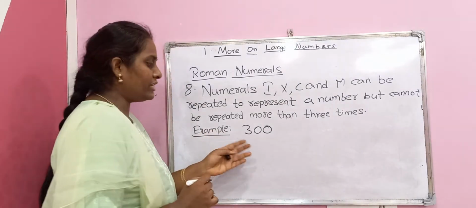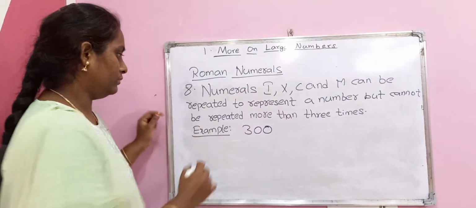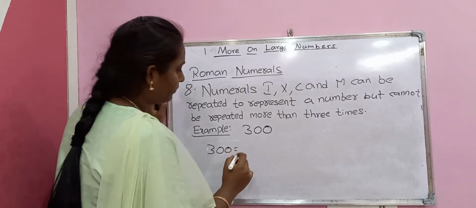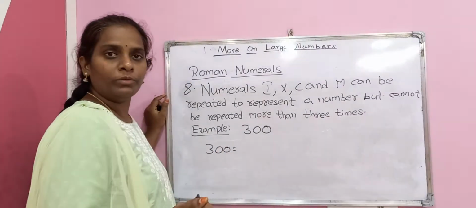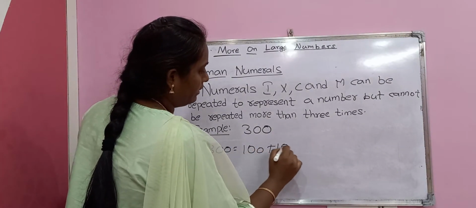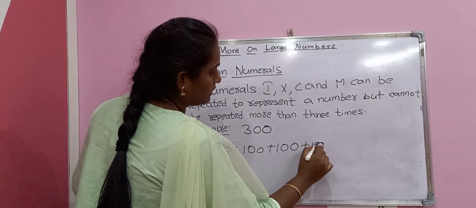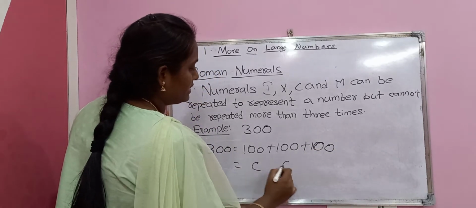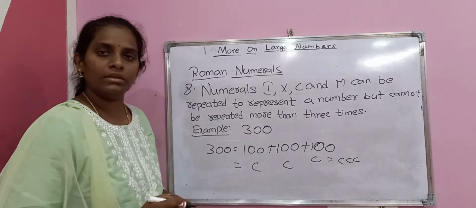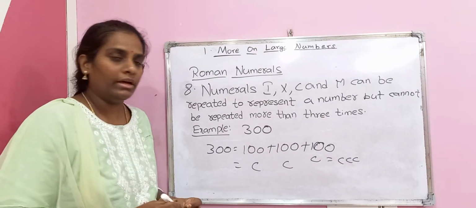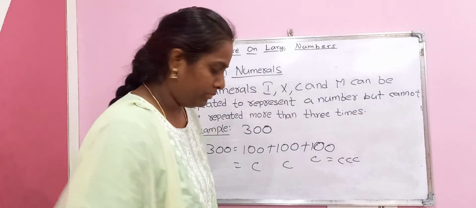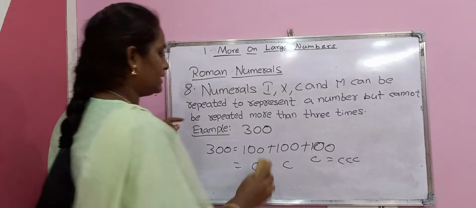300. We will change this into the Roman numeral. How to write 300? In the Roman numeral, the same is 100. So 100 plus 100 plus 100 means CCC. Yes, CCC, repeated numerals means addition. So 300 means CCC.